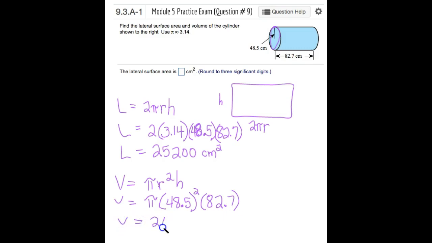So you should get 26,200 centimeters cubed. So I hope that helps.